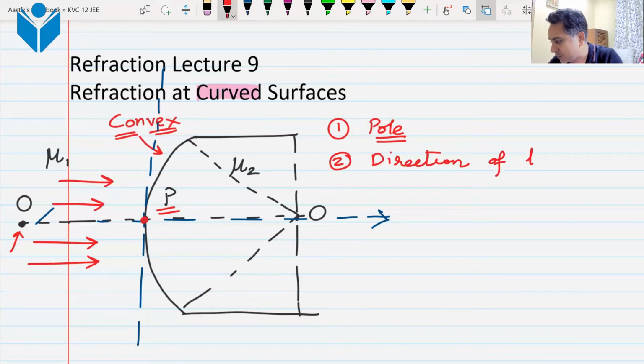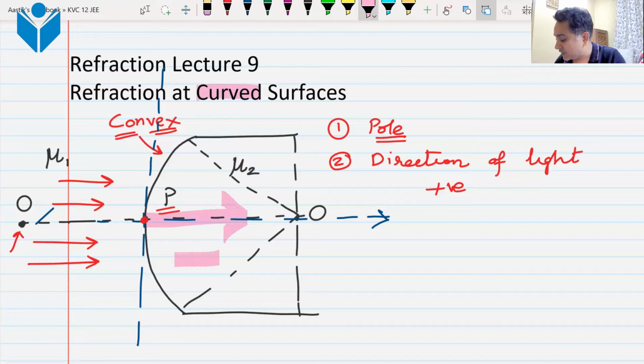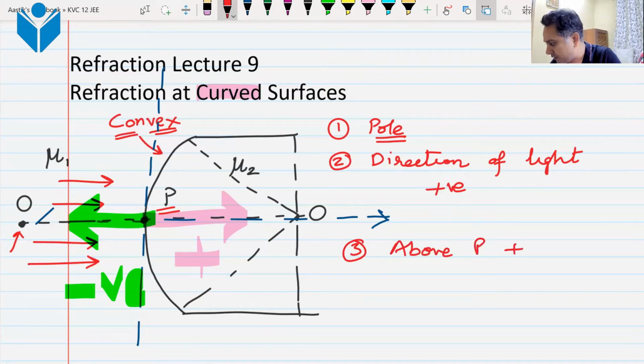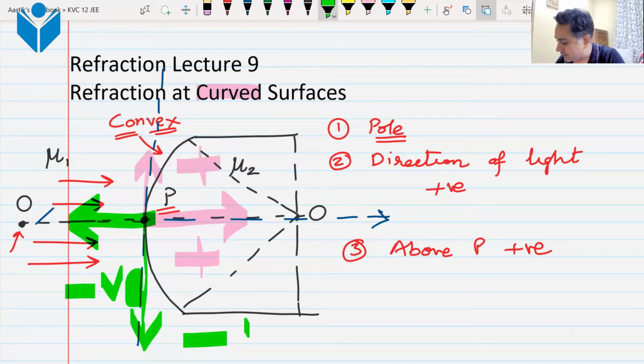The direction of light is taken as positive, and I hope everyone is writing it. So in this case that I have drawn, if something is on this side of the pole, it will be positive, and if something is here on this side, it will be negative. Anything above the pole, above P, will be taken as positive. So if I have something which is like this, it will be taken as positive, and something which is going down will be taken as negative. So this is how the sign convention looks.